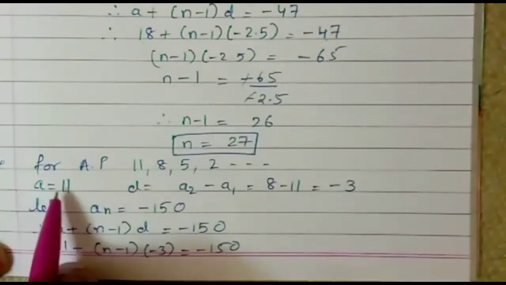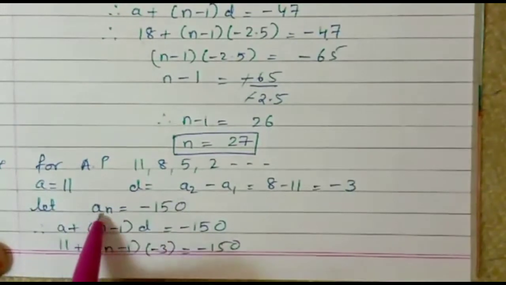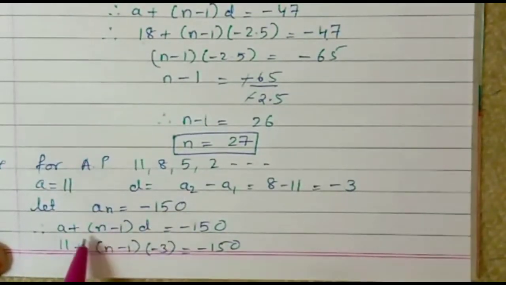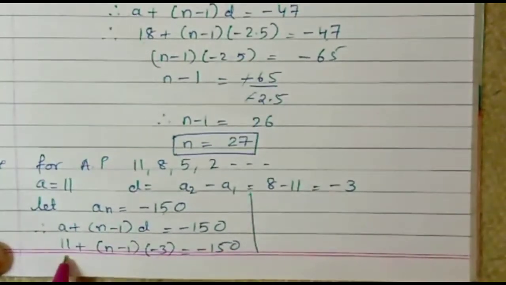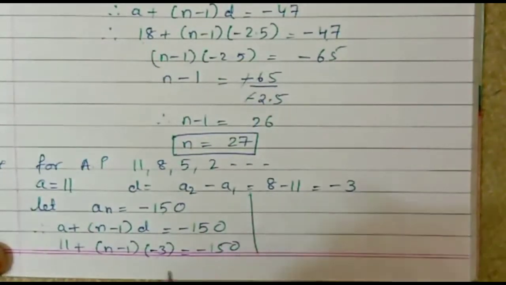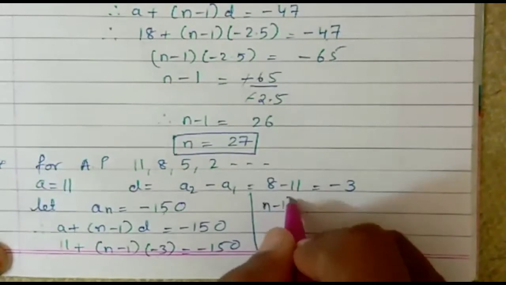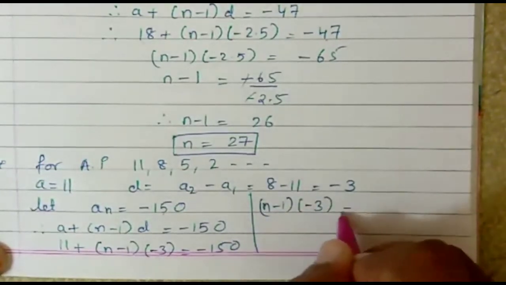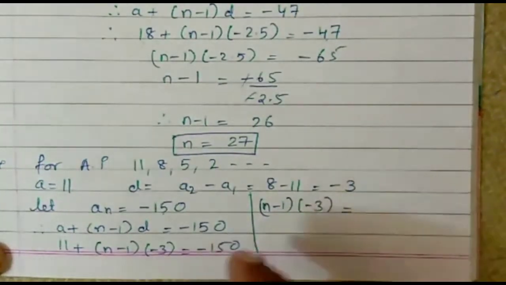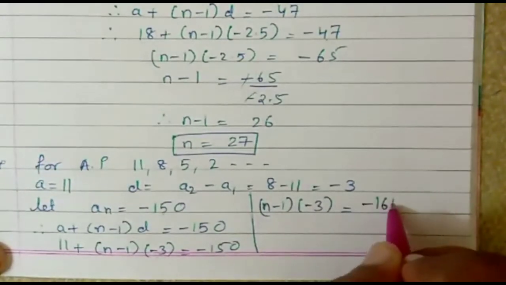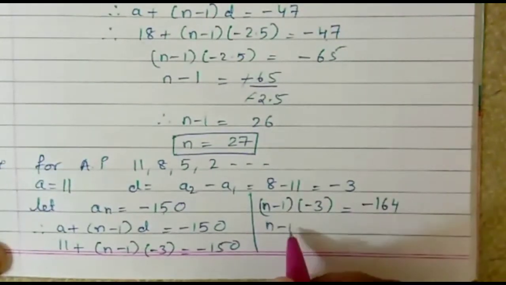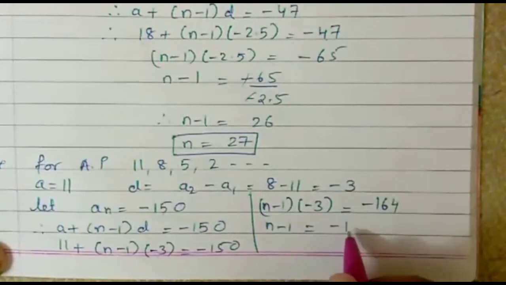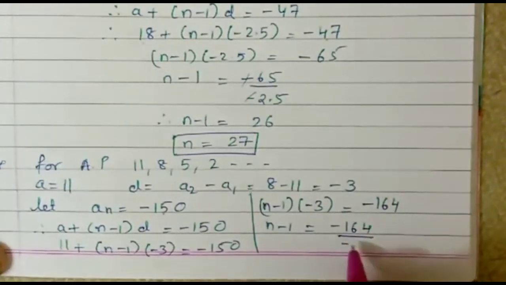You can see I have written what A is, what D is. Let the nth term be minus 150. Put the formula, put the values of A and D. So you will be getting plus 11 will go to that side, it will become minus 11, and so n minus 1 into minus 3 will become, minus 11 and minus 150 will be minus 164, and so n minus 1 will be equal to minus 164 divided by minus 3.